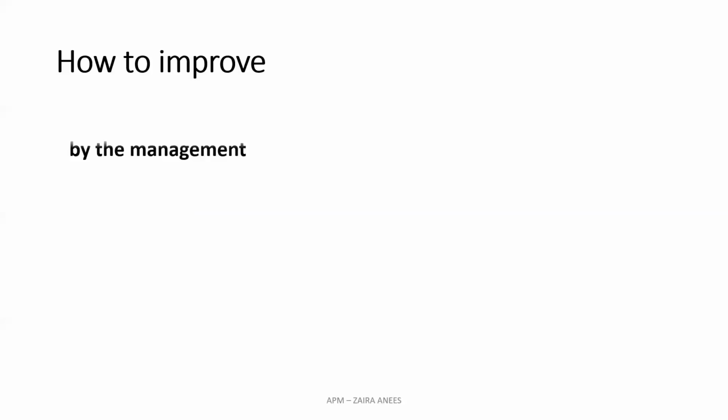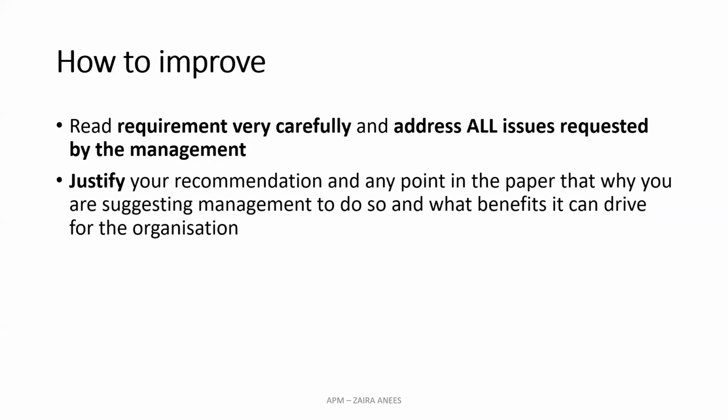If you are not justifying your suggestion, or if you are not justifying your criticism, in the sense that we are saying the company should not use some indicator, why are you saying that? On what basis are you saying that the company is wrong? So you have to justify. And on what basis are you saying that this indicator is more important? You have to justify that.